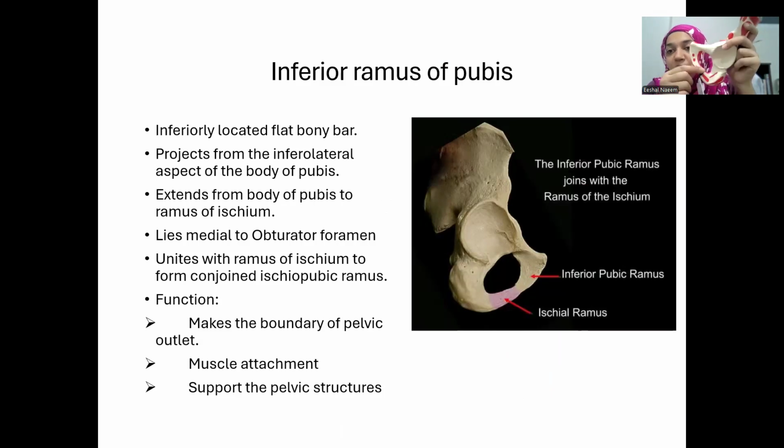Now, the inferior ramus of pubis. It is inferiorly located. It's a flat bony bar. Okay, so this was the adductor longus, the adductor brevis, and this was the gracilis in origin. Now, this inferior ramus of pubis also attaches to the ramus of the ischium, because this is the ischium, right? So it basically makes the boundary of the pelvic outlet. It has a muscle attachment also, and it supports some pelvic structures.